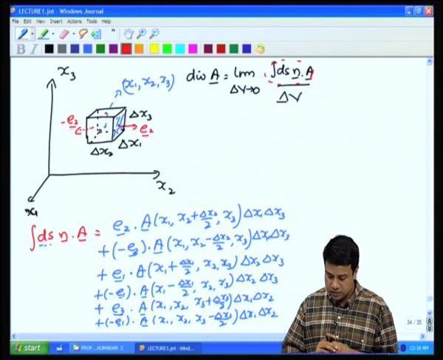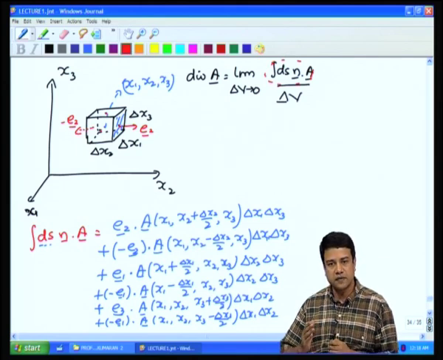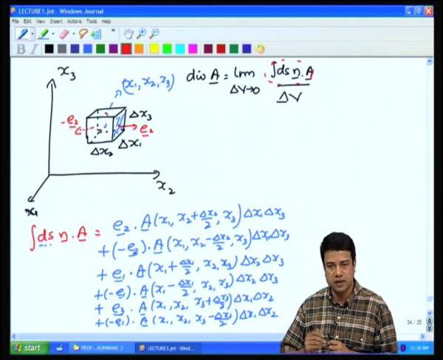So, on the surface on the right, n is the outward unit normal, it is in the plus e2 direction, and since my volume is centered at x1, x2, x3, the surface on the right is at x1, x2 plus delta x2 by 2, and x3.